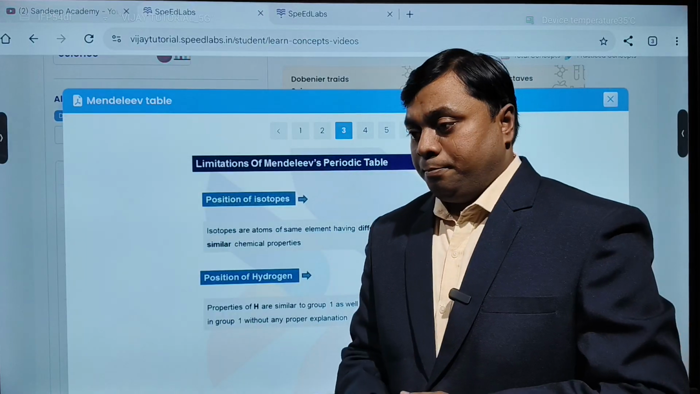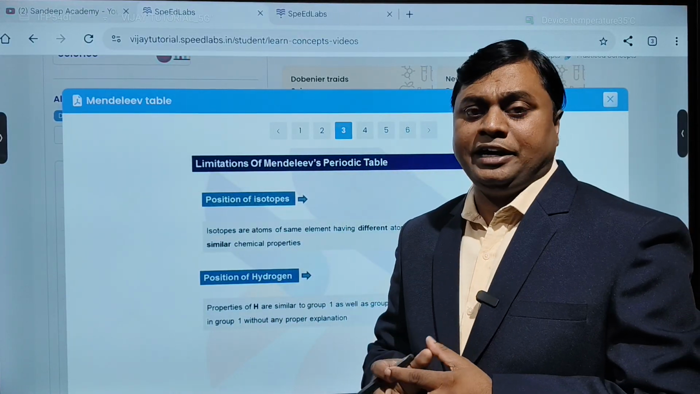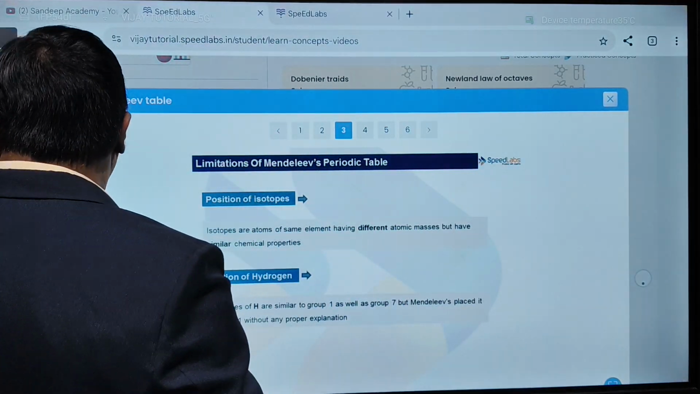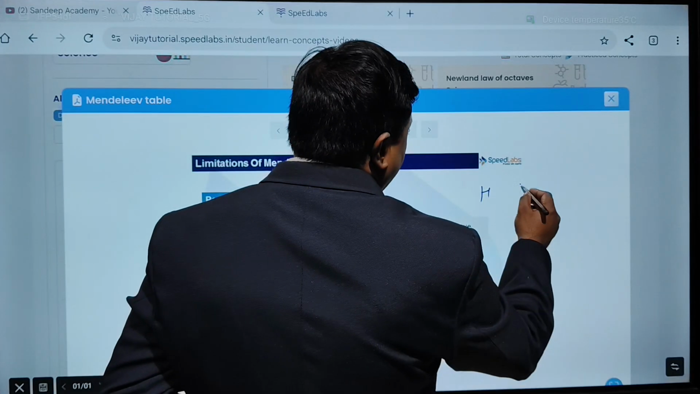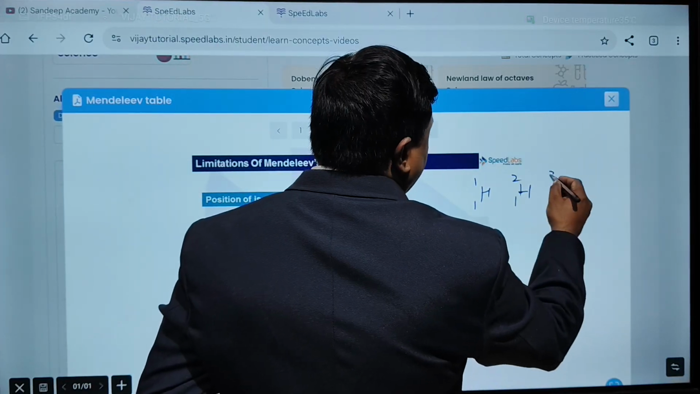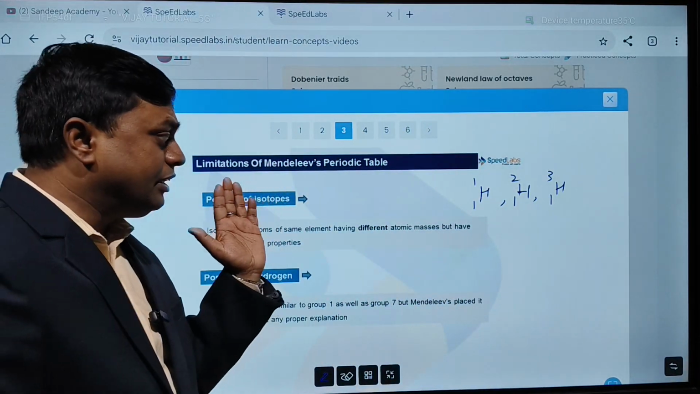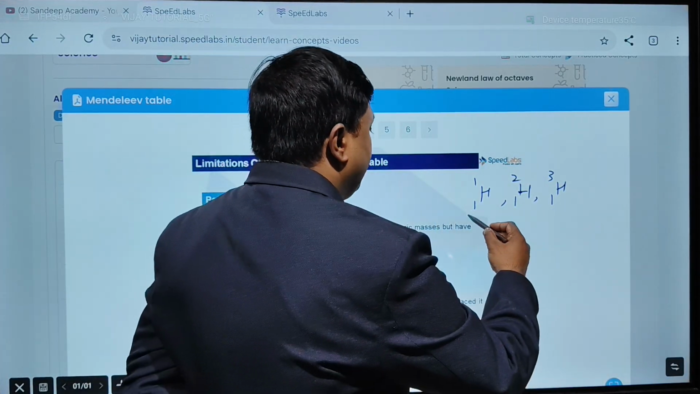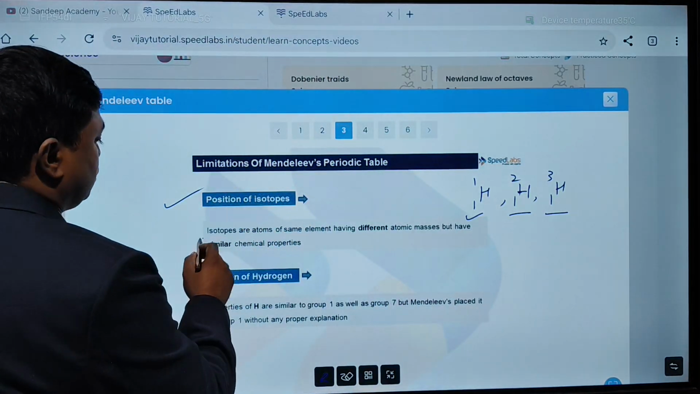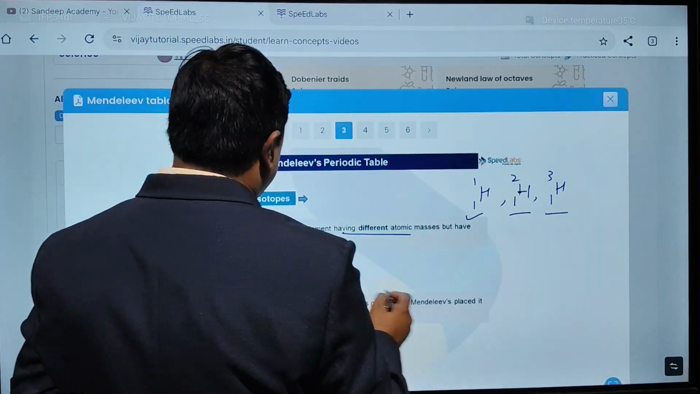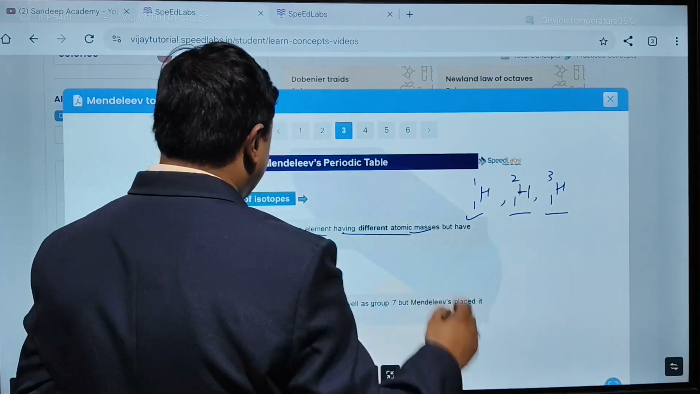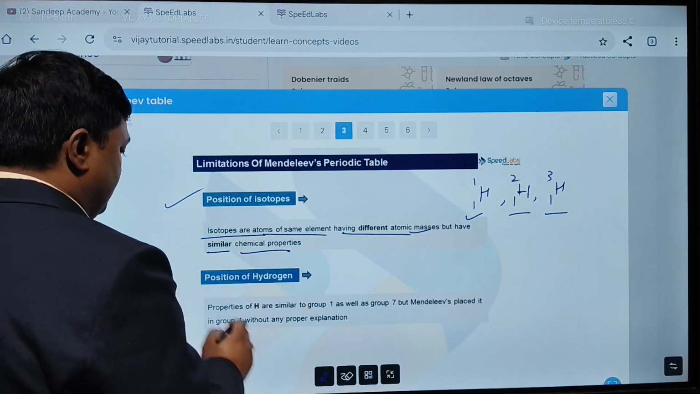But we talk about the demerits. Position of isotopes: he did not give a position to the isotopes. What are isotopes? Isotopes are atoms having the same atomic number but different mass number. Like hydrogen having 3 isotopes, atomic number 1, 1, 1, mass numbers 1, 2, 3. As he had said he was arranging the elements in increasing order of atomic mass, he could have given different positions for protium, deuterium, and tritium, but he did not give a position to isotopes. So isotopes are atoms of the same element having different atomic masses but the same atomic number and similar chemical properties obviously.